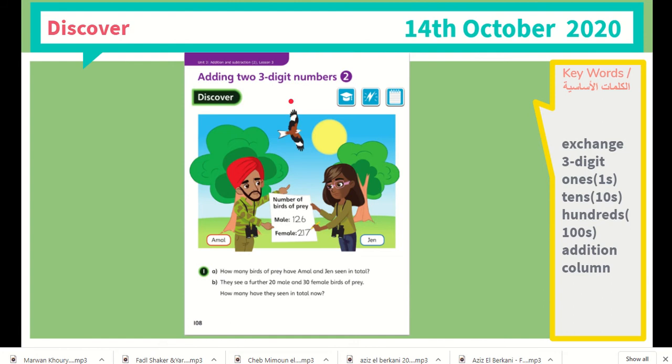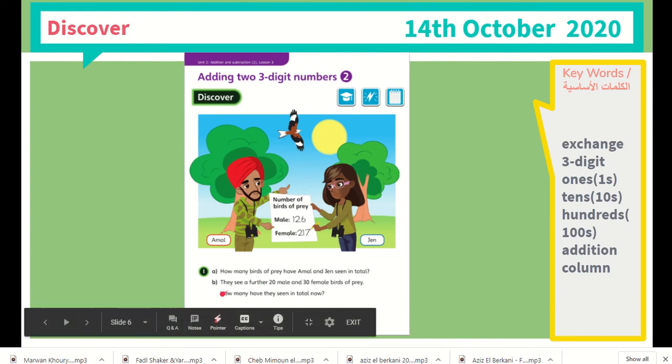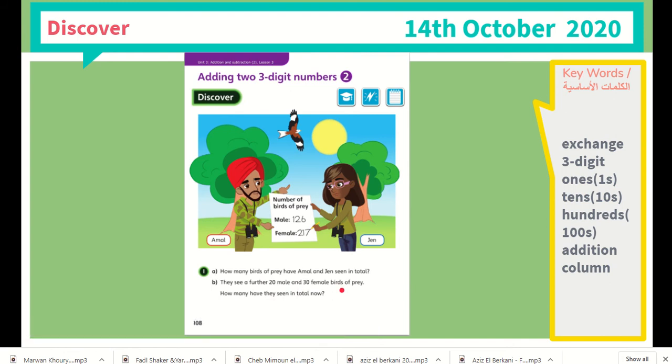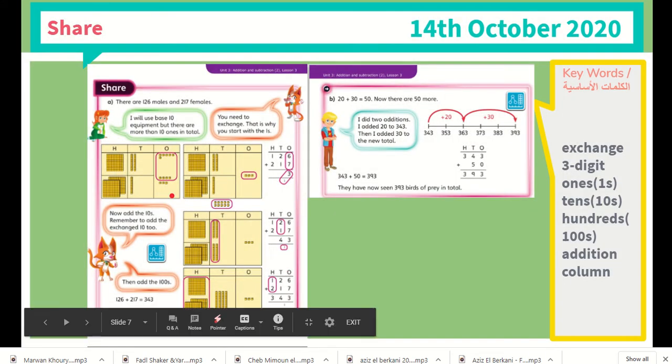Now adding two three-digit numbers. So question A, how many birds of prey have Amal and Jan seen in total? B, they see a further 20 male and 30 female birds of prey. So how many have they seen in total now? To solve these calculations, we need to use a place value grid as usual. It's so important because it will help you and make your calculation easy.